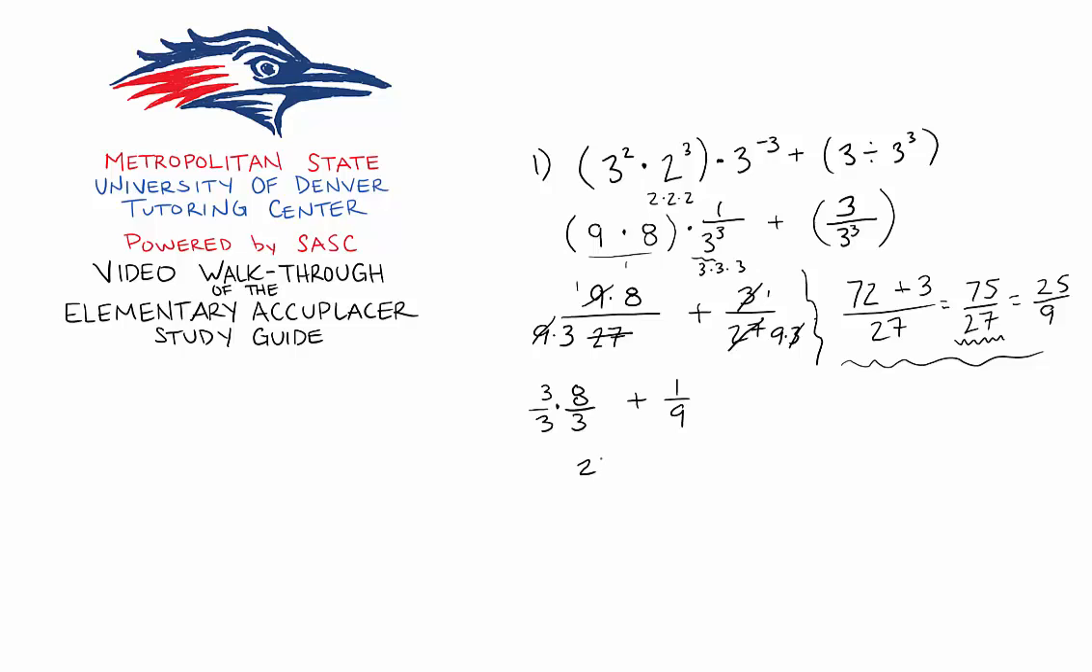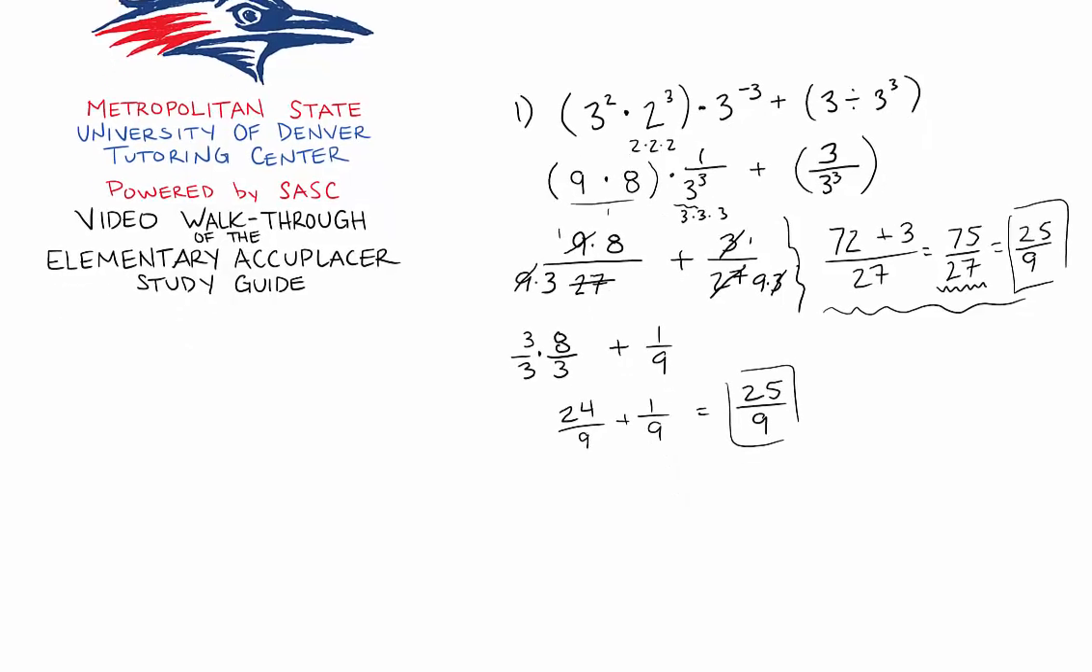And so then what I get is 24, 8 times 3 is 24, over 9, plus 1 over 9, which is equal to 25 over 9. And these are both the same answers. So whatever way you got it, the beautiful thing about math is that many times there's multiple ways to approach the same problem. But either way you get it, you should get 25 over 9. All right, let's move on.